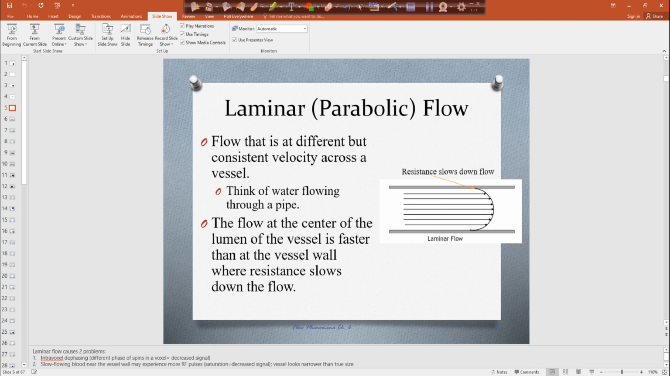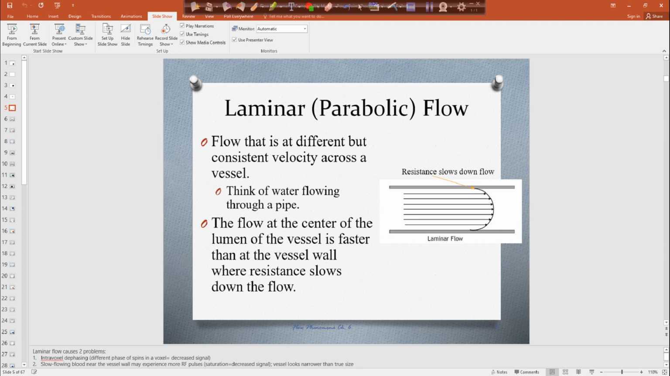Laminar or parabolic flow. This is where you have different but consistent velocities across the vessel. So you can see here, we're all having a constant velocity, but closer to the vessel wall, we get a little bit of friction, increased resistance, so our velocity actually decreases. It slows down closer to the vessel wall, but it's still constant. So think of water through a pipe. You have more friction closer to the pipe wall. So the flow at the center of the lumen is going to be faster than near the vessel wall.